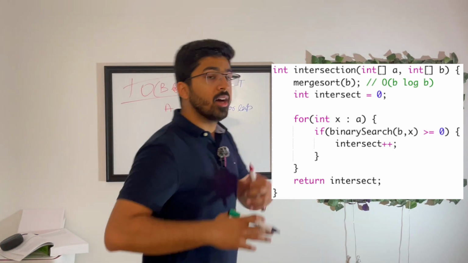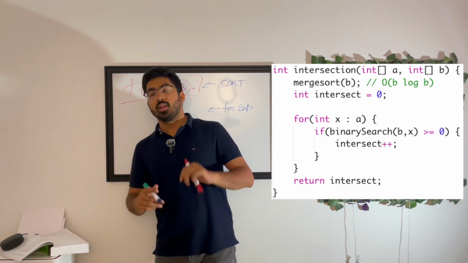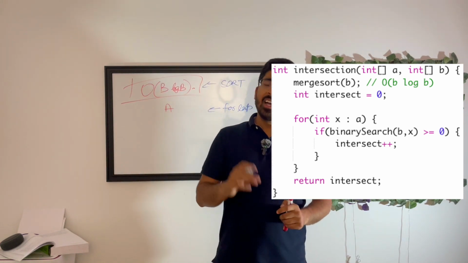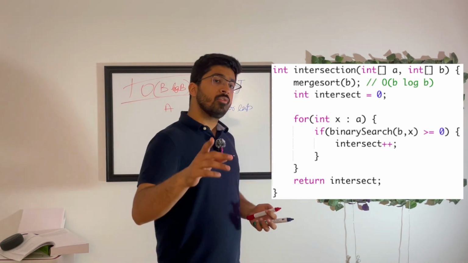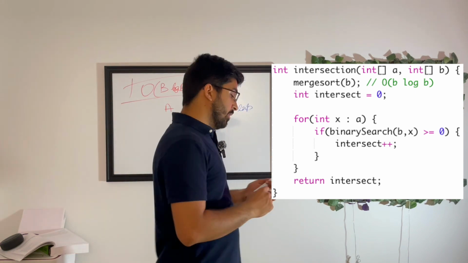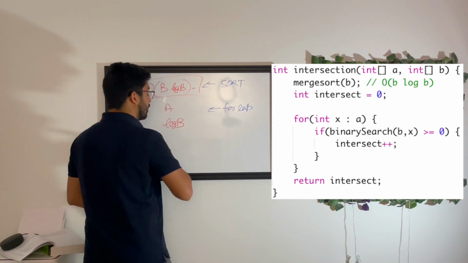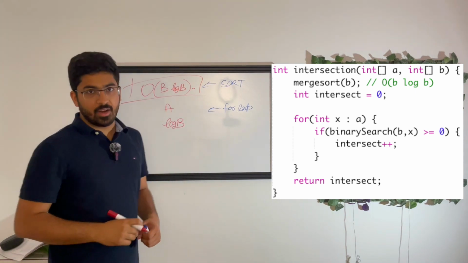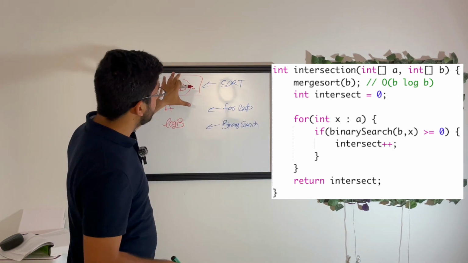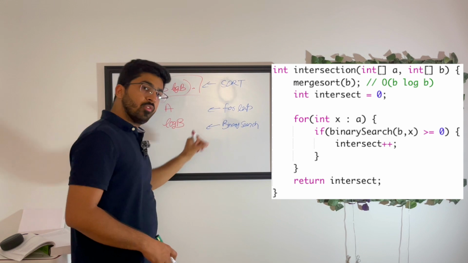Perfect. Now, another concept that you need to know about is binary search. Binary search has a time complexity of, maybe you already know, log of n. In this case, it's going to be log of B because we are going over the B array over here. Okay, so we have all the pieces of the puzzle right in front of us.